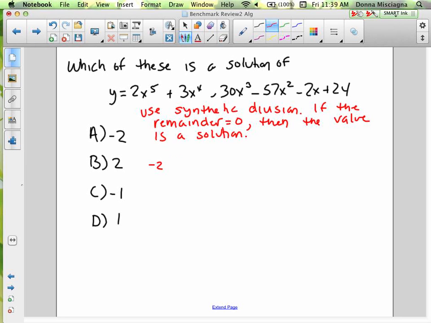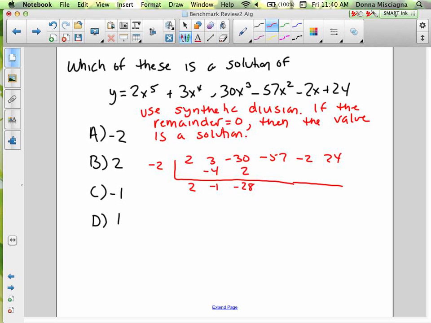All right, so negative 2: 2, 3, negative 30, negative 57, negative 2, 24. I didn't believe in using small equations, did I? I think the one on the benchmark might be to the 4th power. All right, bring down the 2. 2 times negative 2 is negative 4. Add, we get negative 1. Negative 1 times negative 2 is 2. Add, we get negative 28.